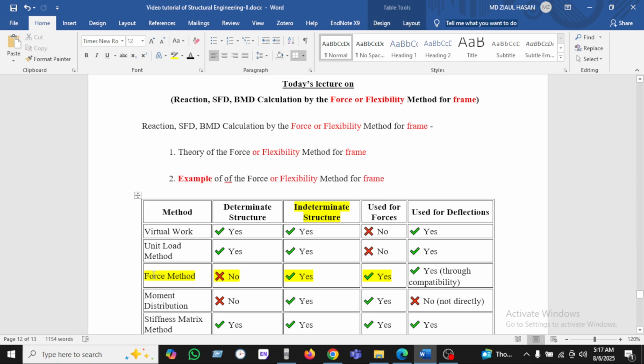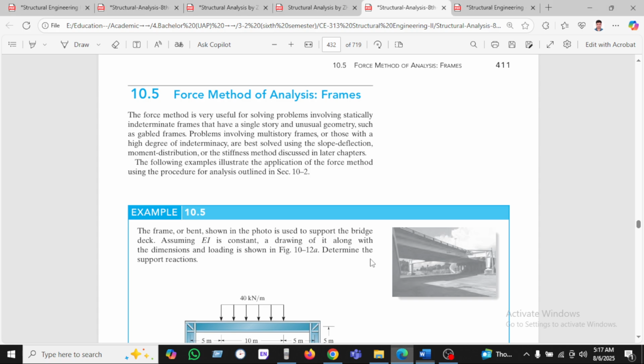So why are we using the force or flexibility method? Because we are analyzing indeterminate structures and finding useful quantities: the shear force, reaction, and bending moment. So let's see. This is the Hibbeler book we have been using, the force method analysis of frames. The force method is very useful for solving problems involving statically indeterminate frames.